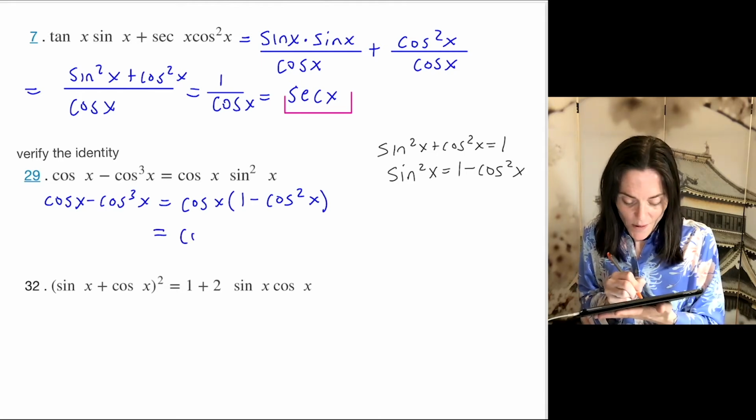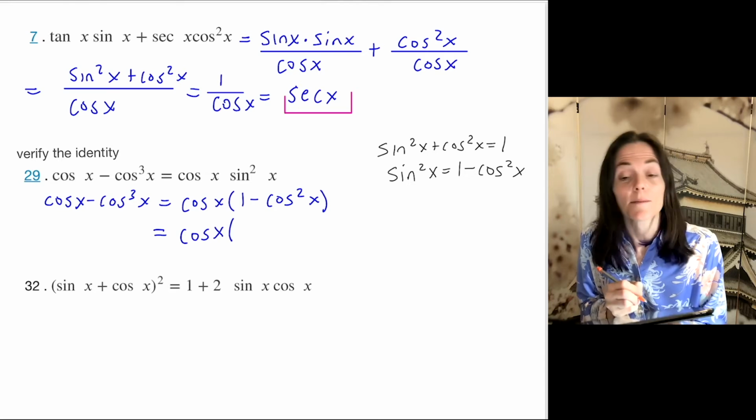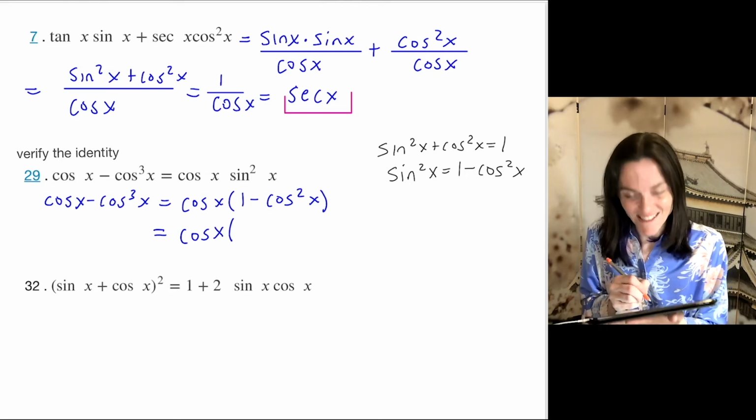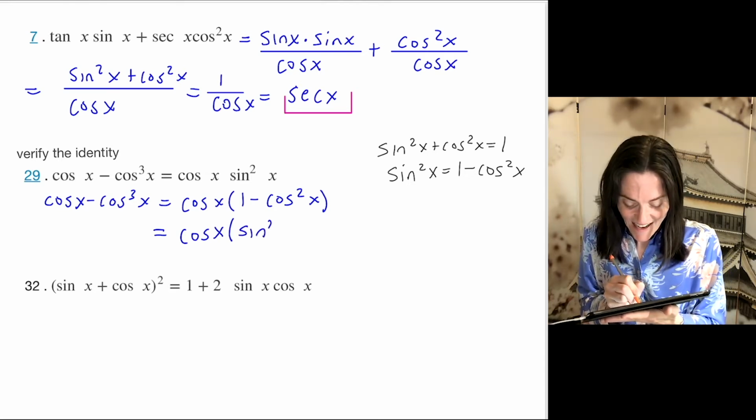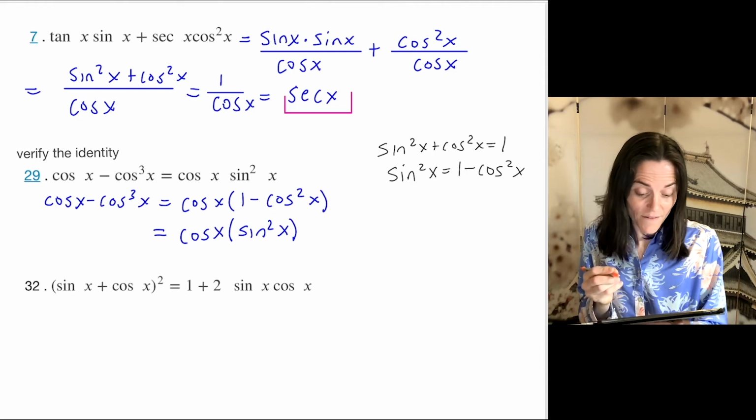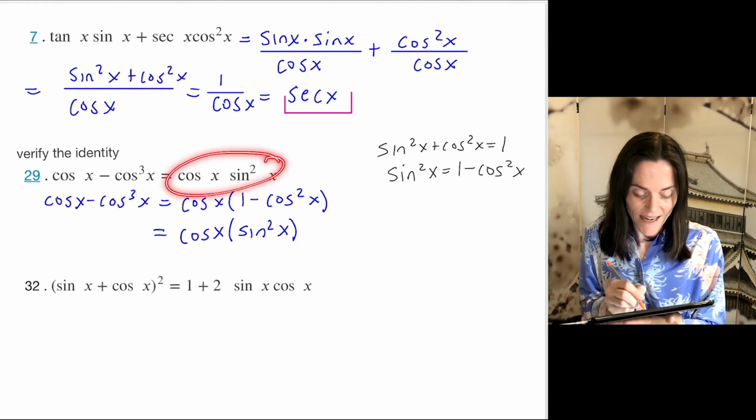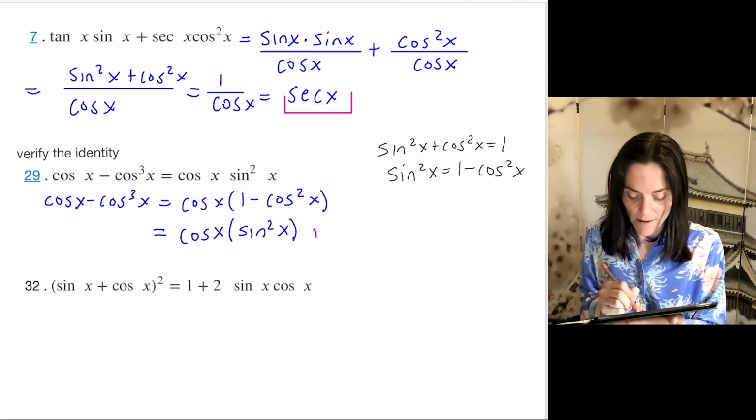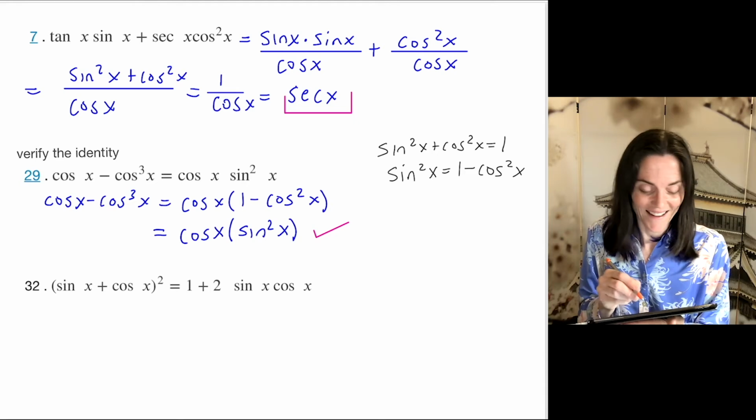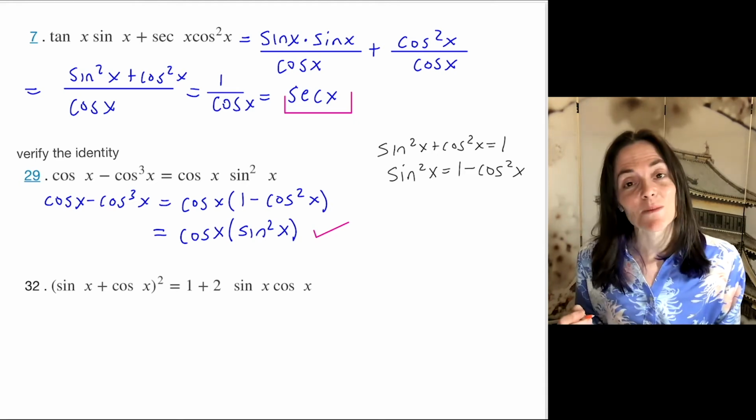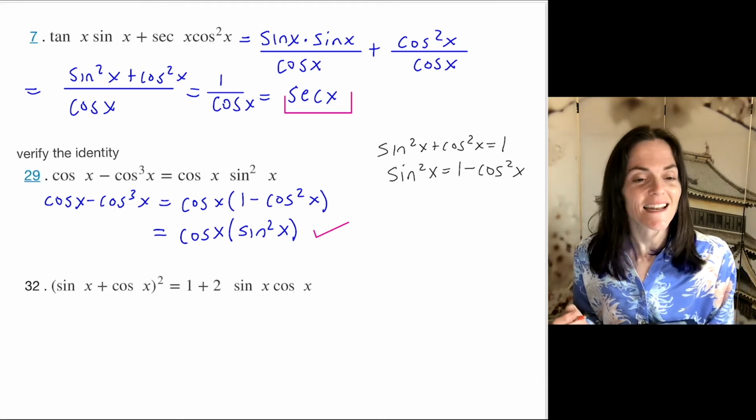So then I have cosine x times, well, 1 minus cosine squared is sine squared. And now you see, we have verified because this is the right-hand side. So we can just put a check mark. We're finished with this one. This was our verification of this identity.